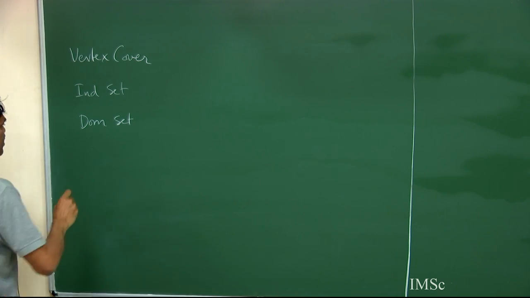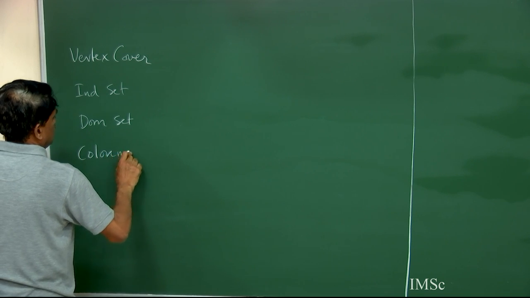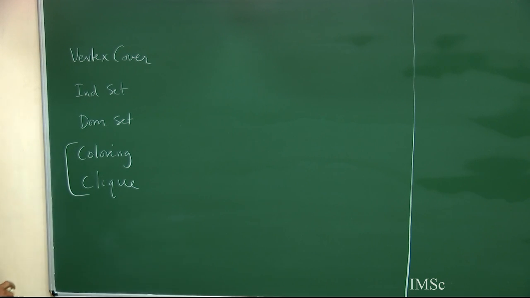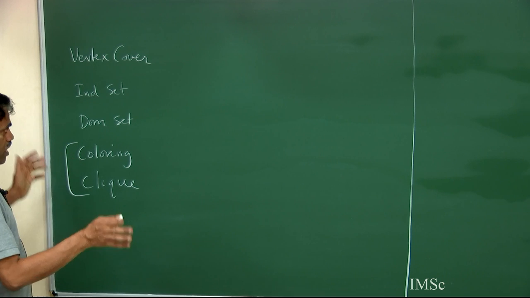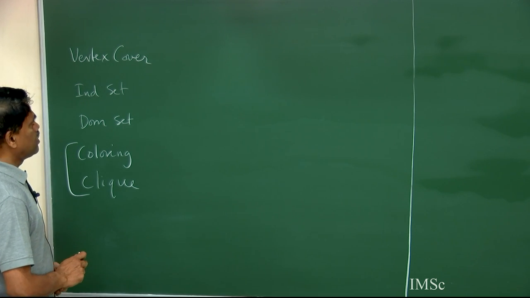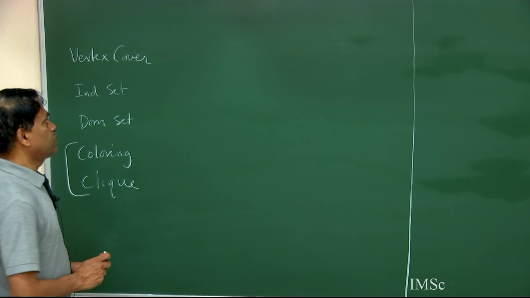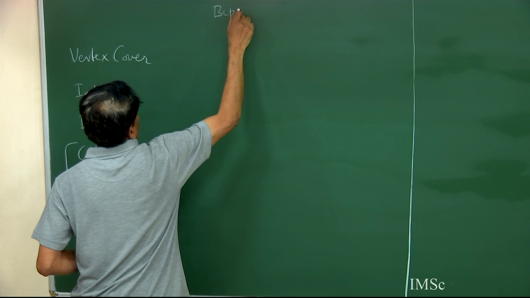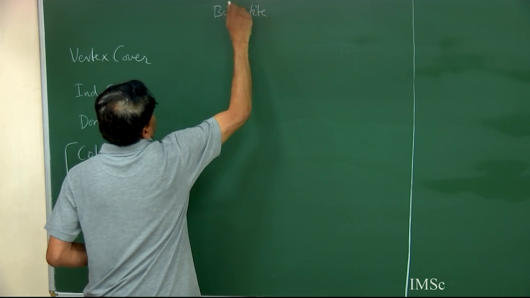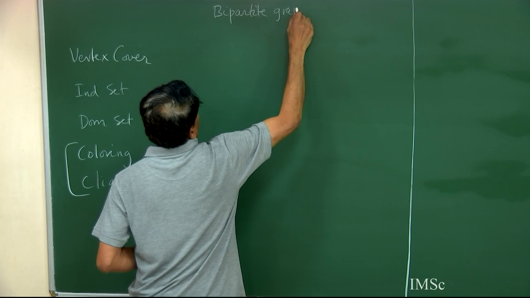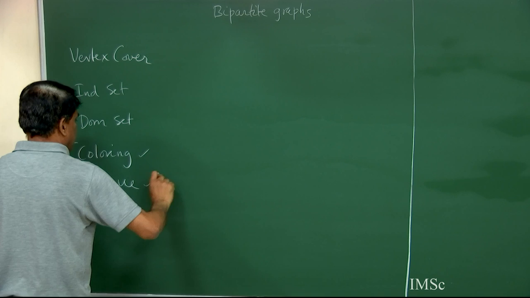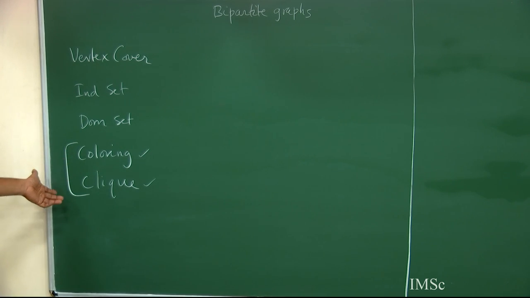What else? And you see coloring, which is sort of trivial, and clique. These are problems quite trivial on trees, but we saw some dynamic programming or other algorithms on trees, and today we wanted to look at these problems on bipartite graphs. So again, coloring and clique are trivial. It's two colorable and clique, you cannot have anything more than two.